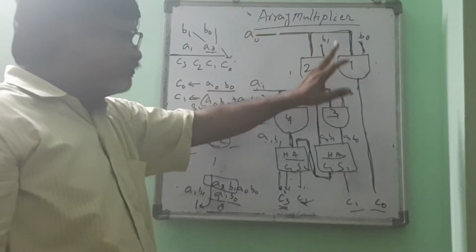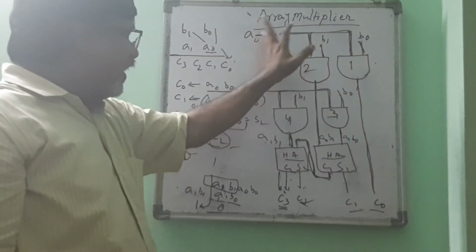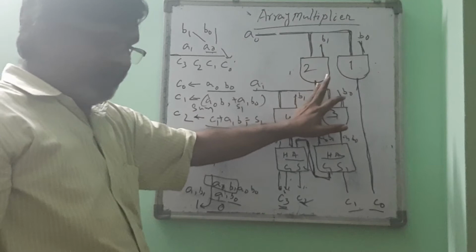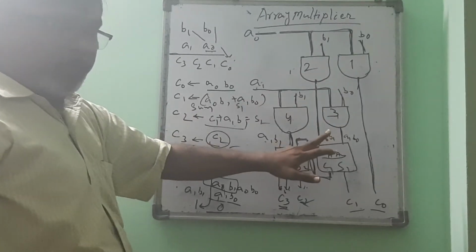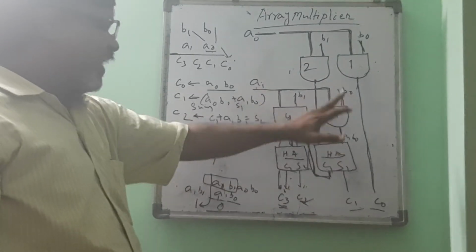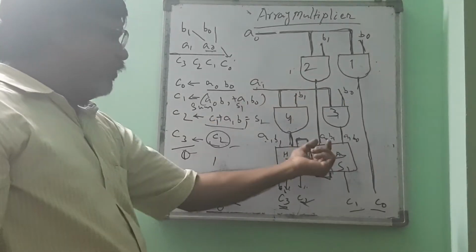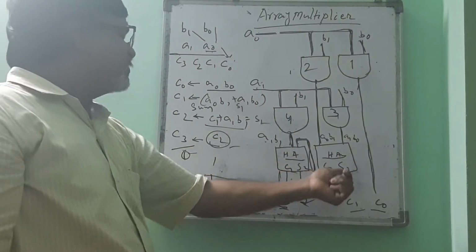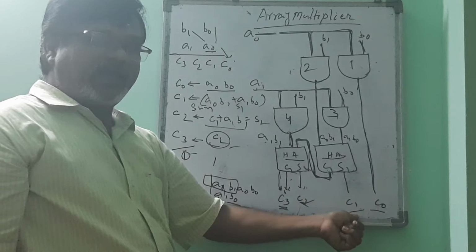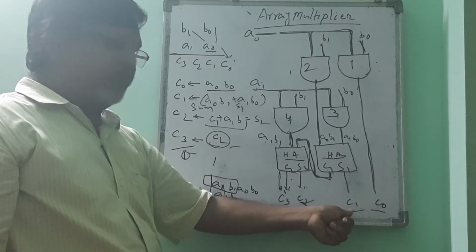Now A0 is over. A0, B1 goes to the second AND gate. That is given as one input to the one half adder, and the second input is A1, B0. These two are added together. A sum is generated, that will be C1, the second bit of your result.